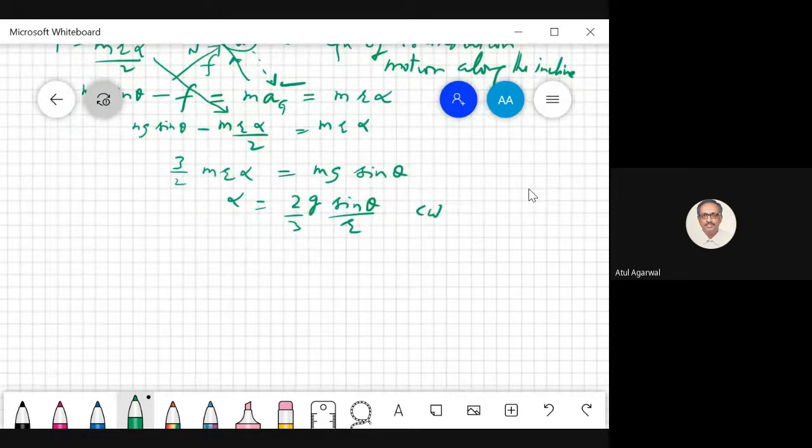Now we can do it in a third way also. So we have this cylinder. We can assume that my reference point is on the cylinder.